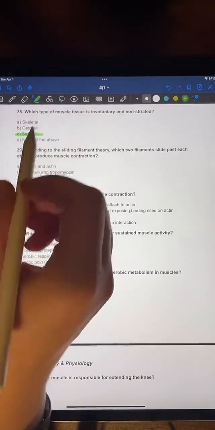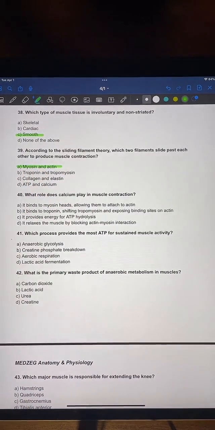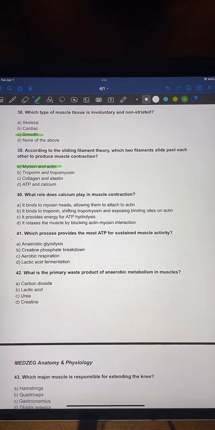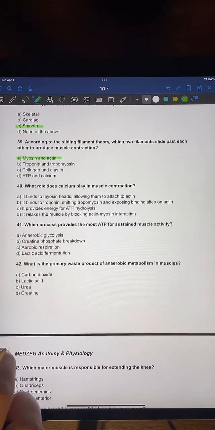Moving on to some muscle type questions now. The answer is A, myosin and actin. Basically, myosin heads attach onto actin and they pull them towards the center of the sarcomere, and that's what causes a muscle contraction. Moving on to number 40.